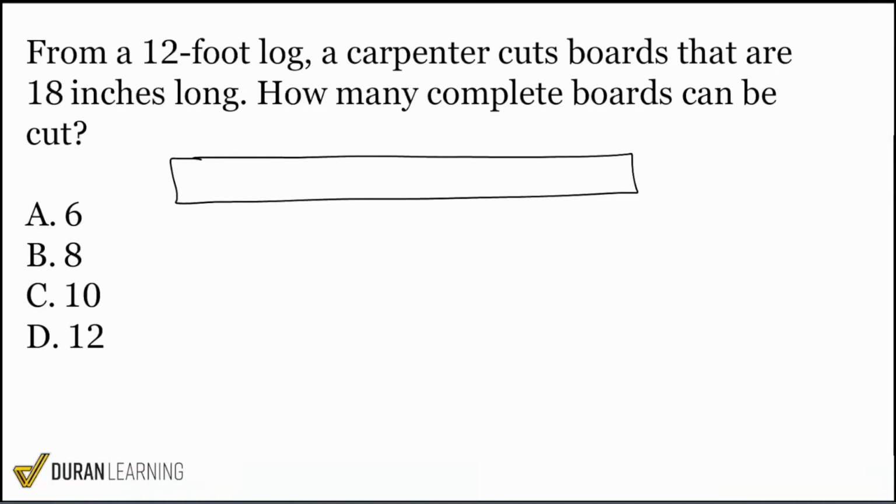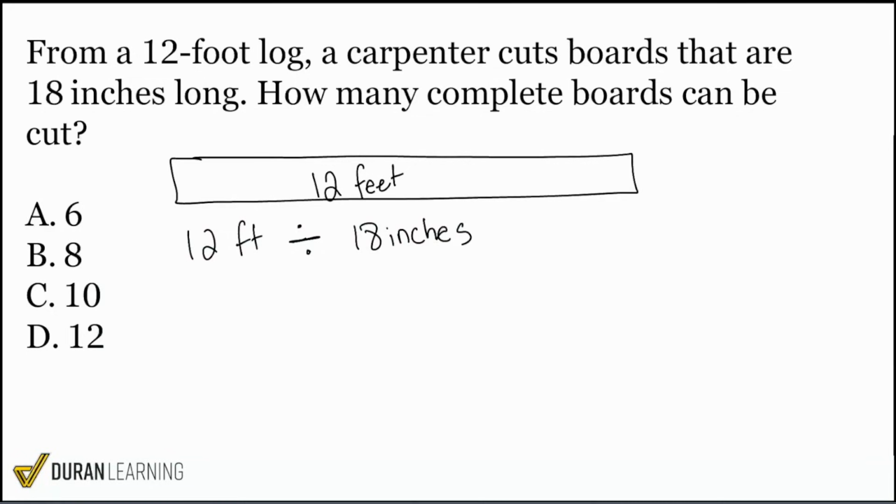So overall, what we're doing here is dividing 12 feet by 18 inches. And so we can't divide quite yet, because if we're dividing the same dimension, distance, we have to have the same unit. So it's 12 feet divided by 18 inches. Well, we're going to have to either turn the feet into inches and then divide, or turn the inches into feet and then divide. Either way, you'll have the correct answer.